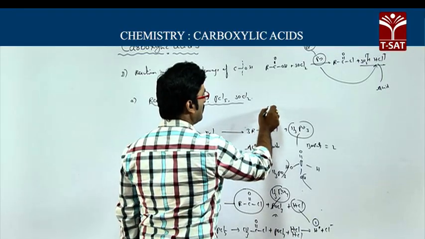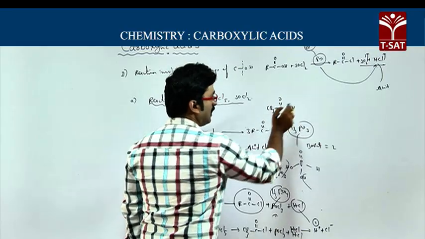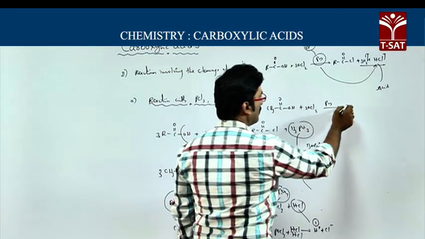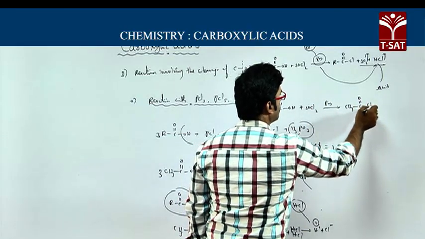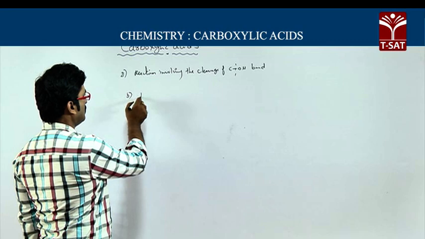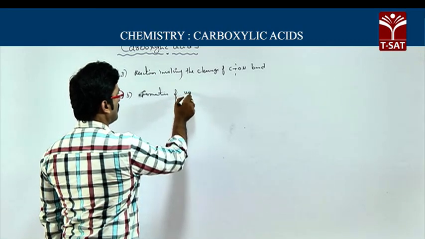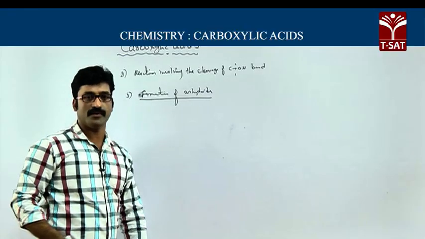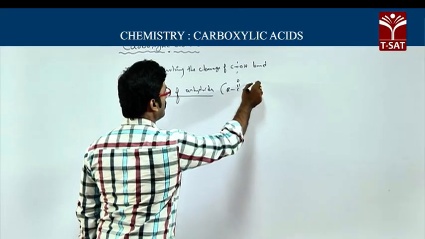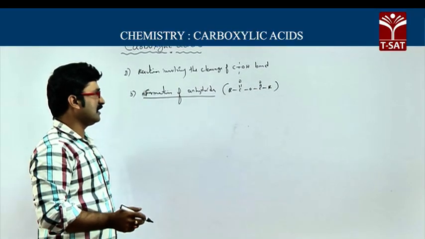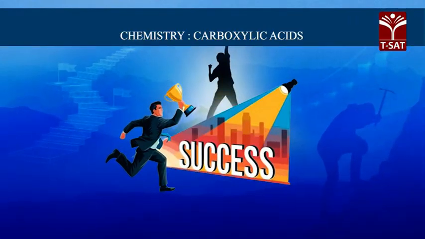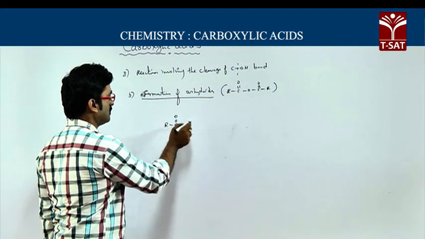Here also we can take the same example, CH3 C double bond O, acetic acid. Whenever acetic acid reacts with SOCl2 in the presence of pyridine, here we will get CH3 C double bond O Cl plus SO2 plus HCl. Next one is formation of anhydrides. You know that anhydrides we can represent as R C double bond O C double bond O R, right? Symmetrical anhydrides, may be symmetrical or unsymmetrical. Okay. Now, so carboxylic acids R C double bond O OH, 2 moles.